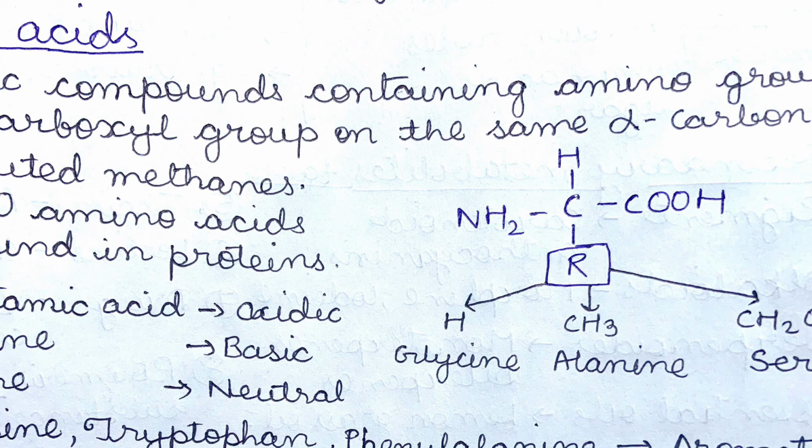Amino acids can be acidic like glutamic acid, basic like lysine, and neutral like valine. They can also be aromatic like tyrosine.